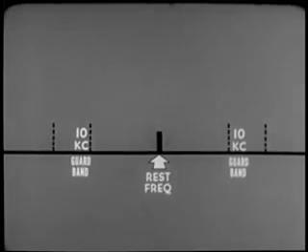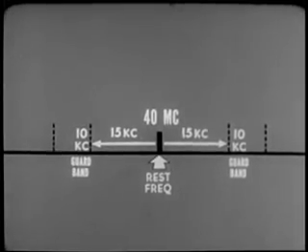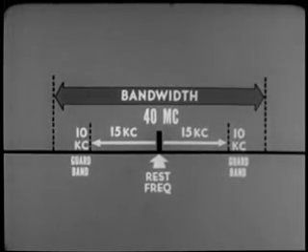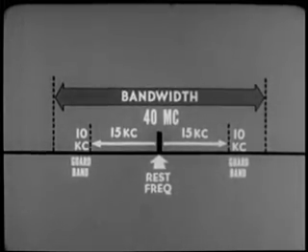Add to this the 10 kilocycles on each end for guard bands, and the total bandwidth is 50 kilocycles. The 50 kilocycle bandwidth is not a standard. All FM transmitters do not have the same deviations. It will vary in accordance with the equipment's design and mission, but the principles under study apply to any and all FM transmitters.